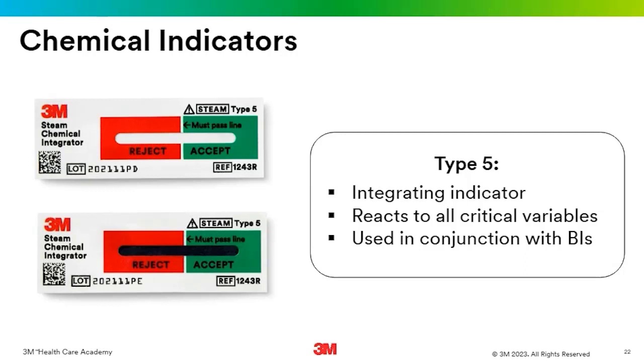Okay. And don't forget, I know I've been utilizing steam for the past couple examples. These also exist for your chemicals. Okay. So hydrogen peroxide would look different. Ethylene oxide would look different. But again, still having that same type 5 capability with the sterilant of choice.